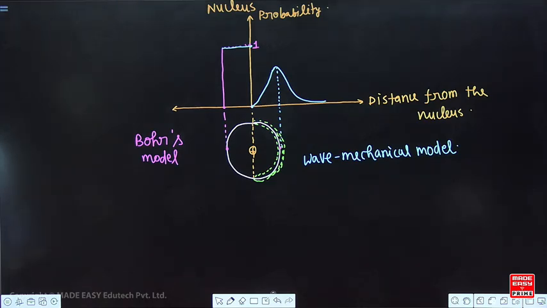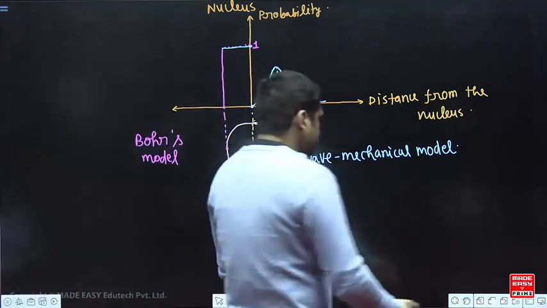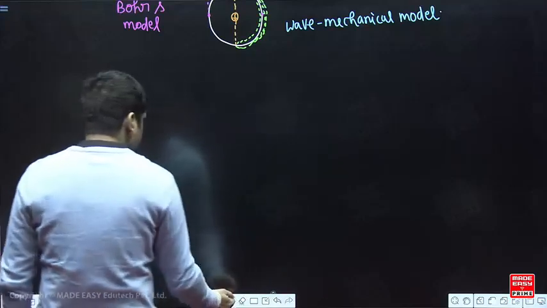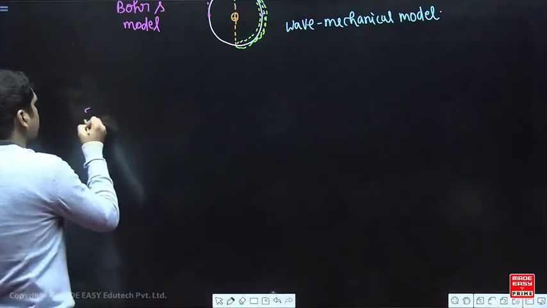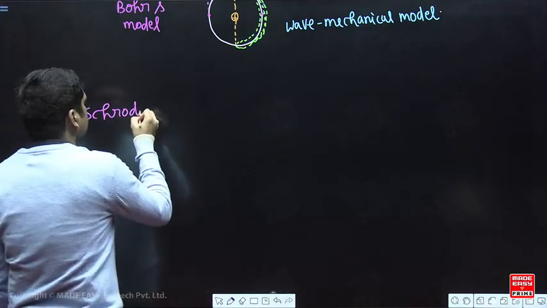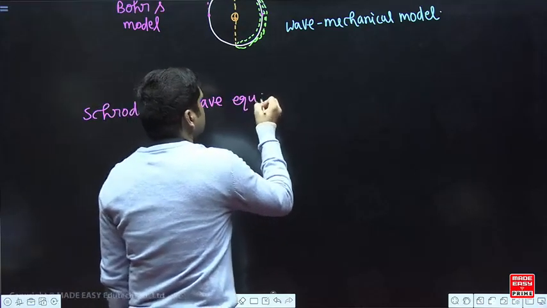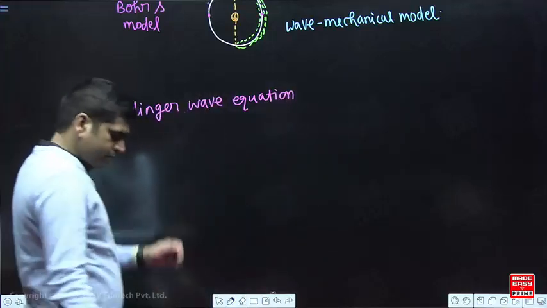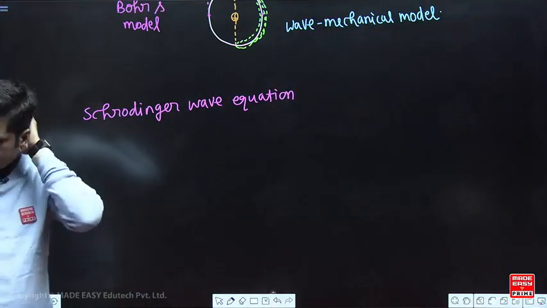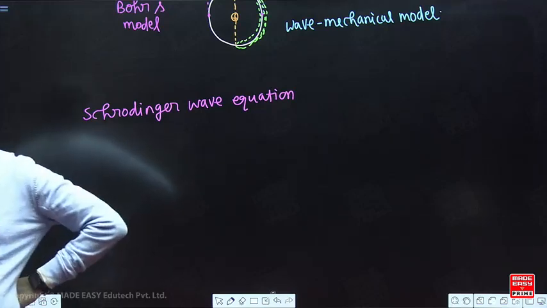So we can express the motion of electron in the force field of nucleus by Schrodinger wave equation.